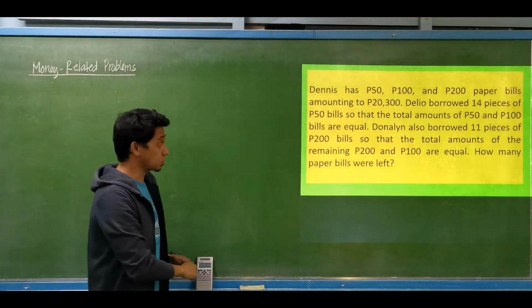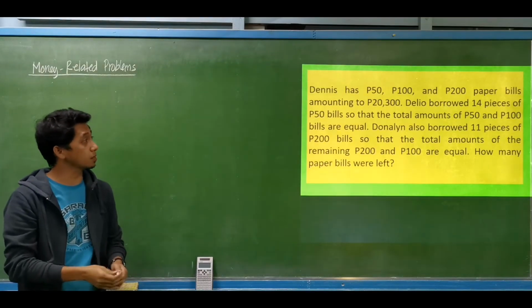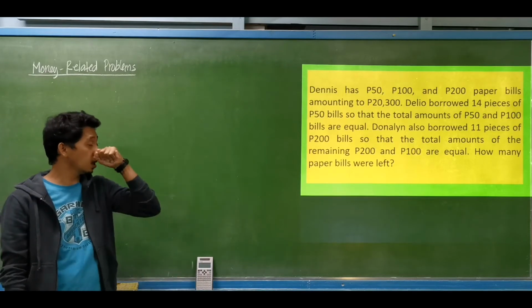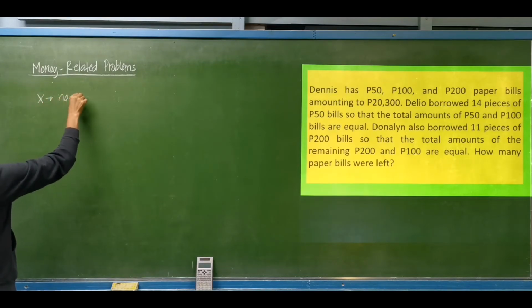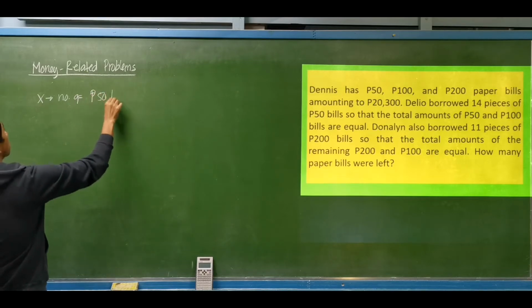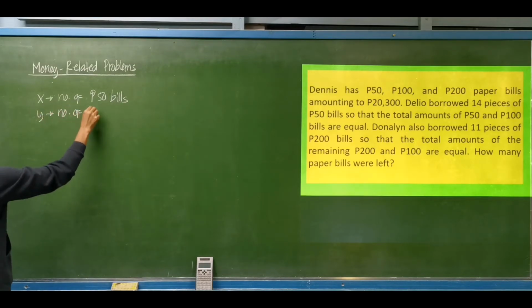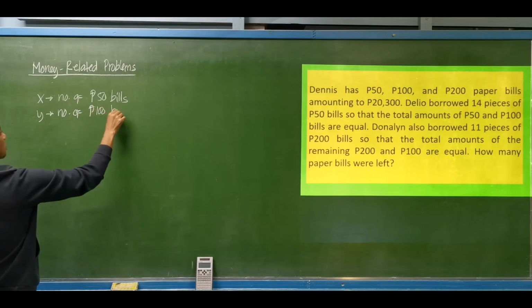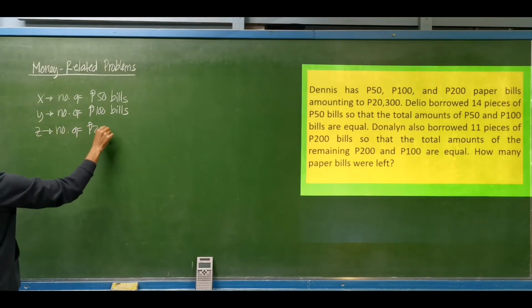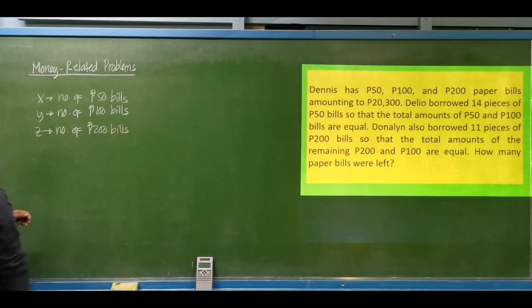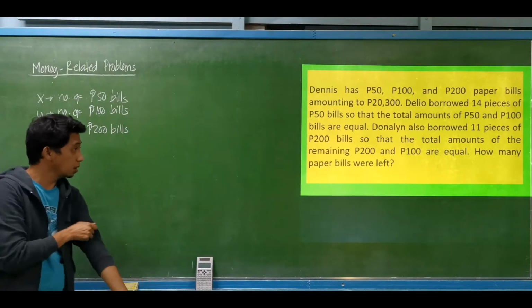Okay, so let's have this example. Still a money-related word problem. Dennis has 50 peso, 100 peso, and 200 peso paper bills amounting to 20,300. Let's say X represents the number of 50 peso bills. Y represents the number of 100 peso bills. And Z represents the number of 200 peso bills. So XYZ represents the number of bills per type.